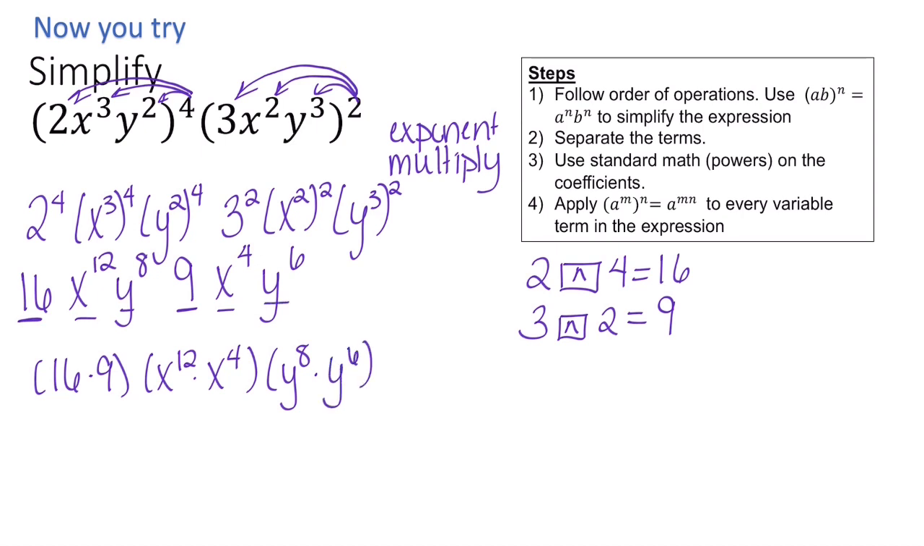Now I'm going to multiply. So I have 16 times 9. So you can just do that on your calculator. 16 times 9 should give you 144. So we have 144. And then now we're going to use our multiplication rule, right? So we have two terms being multiplied. We're going to add together the exponents.